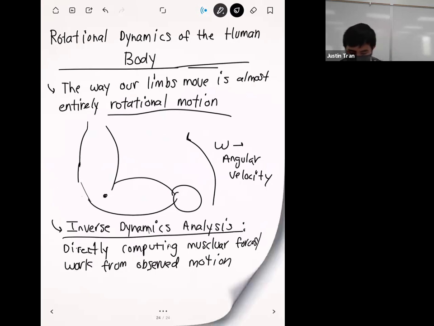Okay. All right, so let's start at the very beginning. Let's talk about just angles and how we measure them in a body.